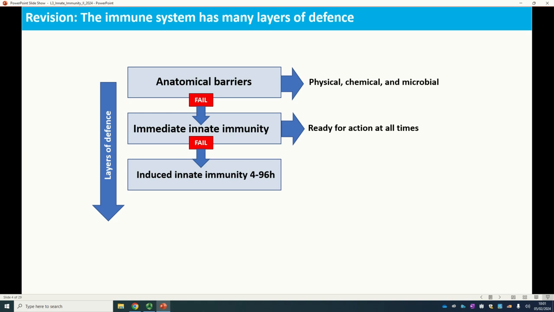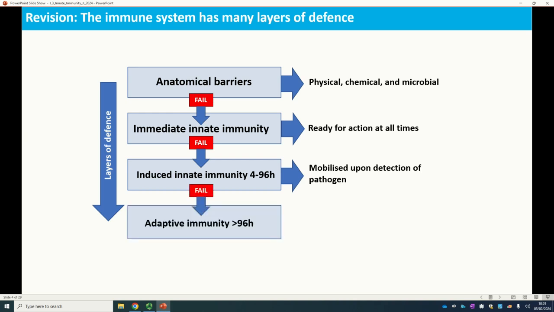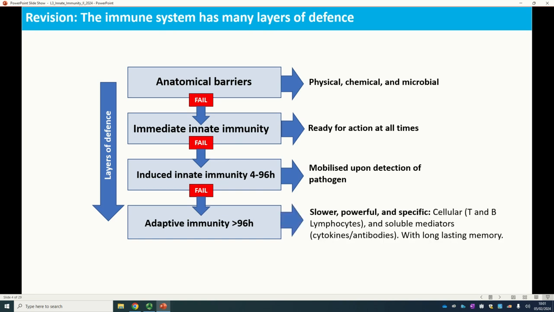Should that fail, we can then rely on the induced innate immune system. This will usually take place about 4 hours to 96 hours after it's been called upon. And this is our innate immune cells, the cells that we talked about last week. These are mobilized upon detection of a pathogen. And should that fail, we can then bring in the big guns, the adaptive immune system, which is a little bit slower, but much more specific. The benefit of that is it provides us with long-lasting memory, which is obviously the goal of a protective immune response, so that if we encounter that infection again, we'll be able to fight it off quicker.